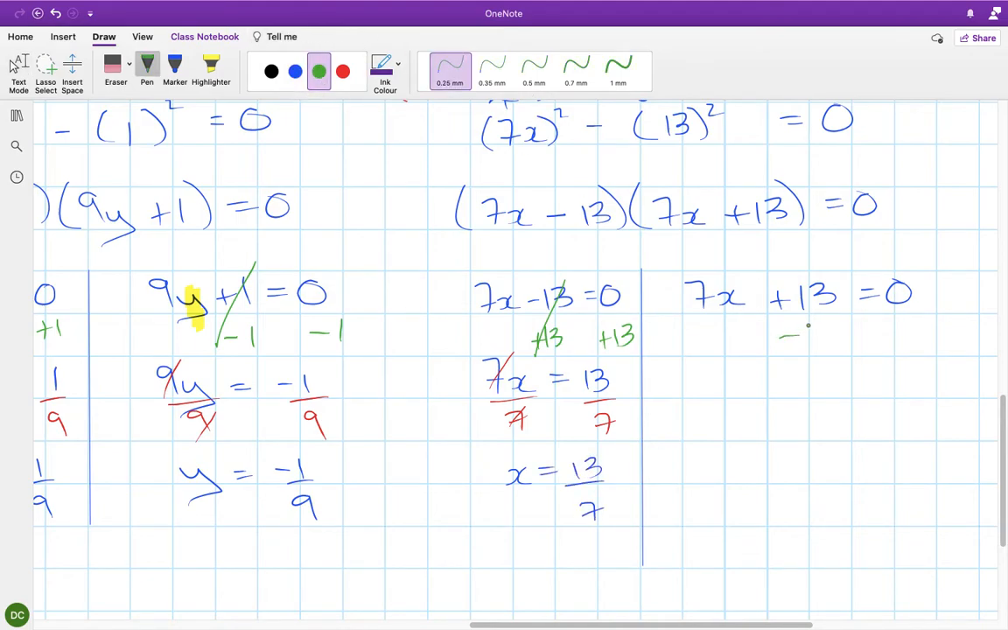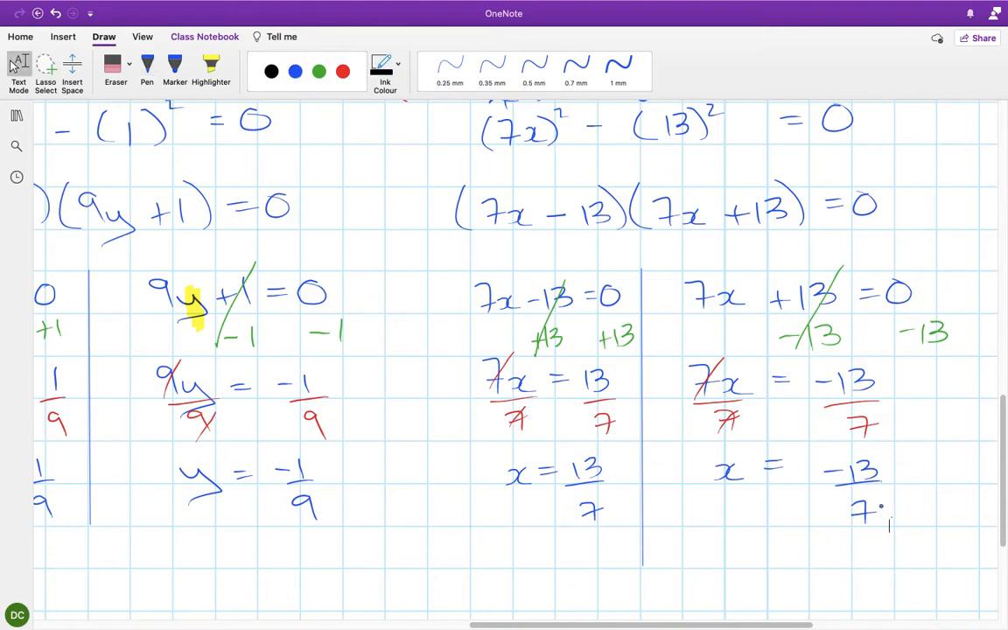And then on this side, we minus the 13 to cancel, minus the 13 to balance. 7x equals minus 13. And then we divide by 7 to cancel and divide by 7 to balance. And we get x is minus 13 over 7.